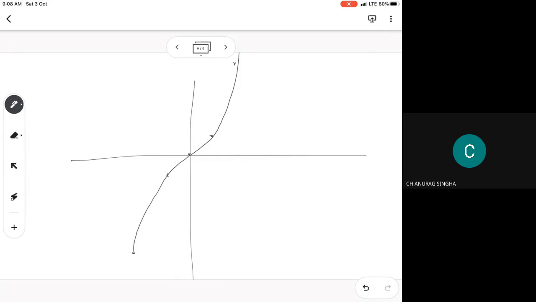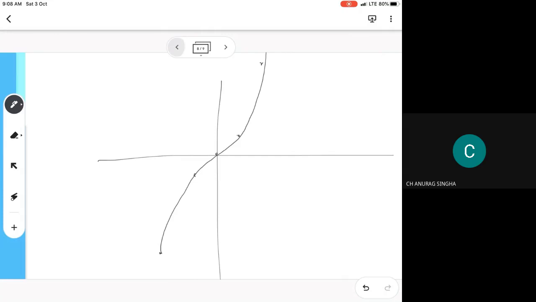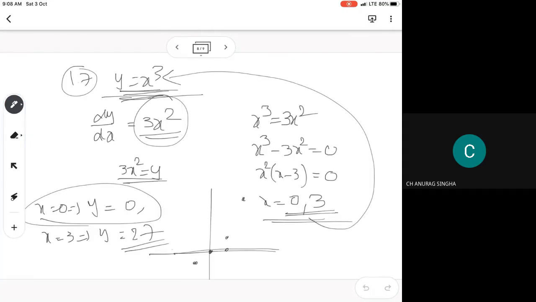And on this x cube curve, at which points, if you draw the tangent, does the slope of that tangent equal the y coordinate? Suppose you draw the tangent at the point 0 comma 0. That means the slope of the tangent becomes 0. So the slope of the tangent is equal to the y coordinate.